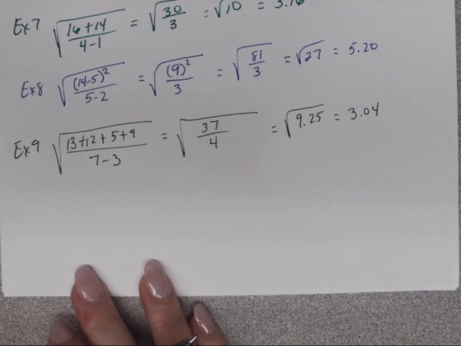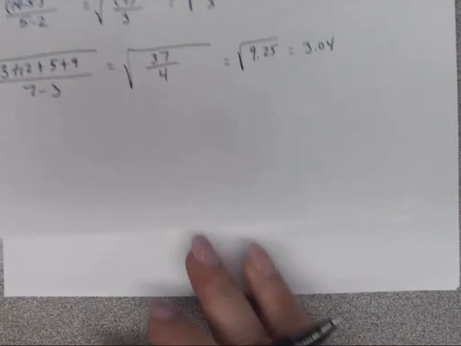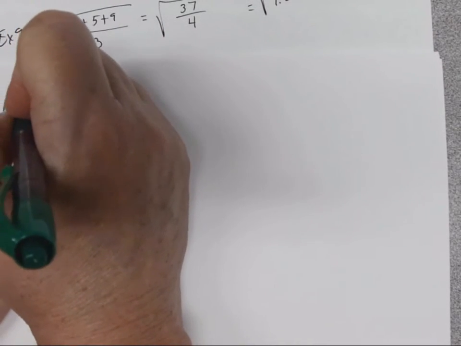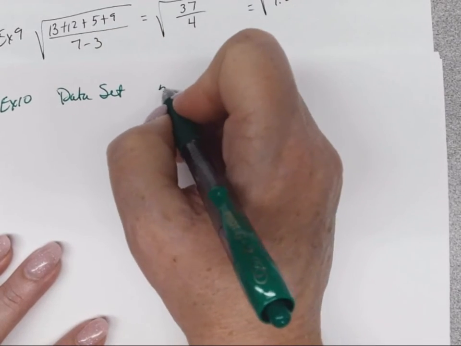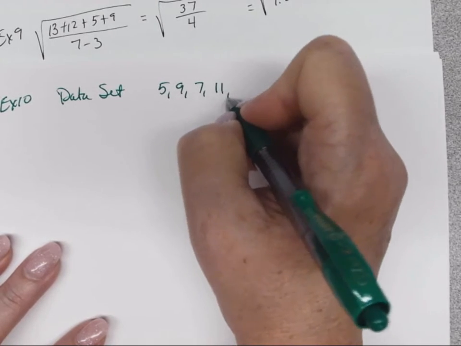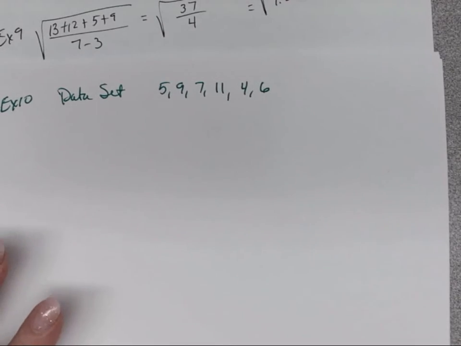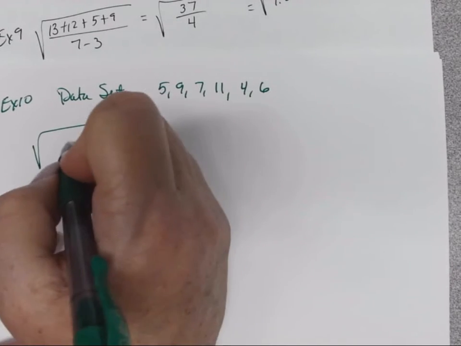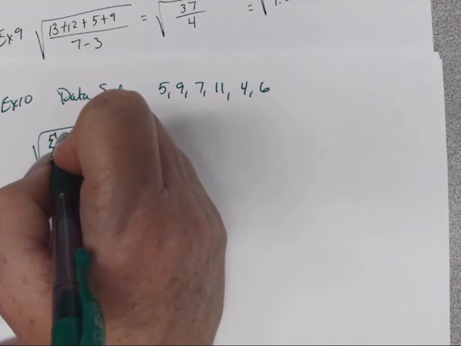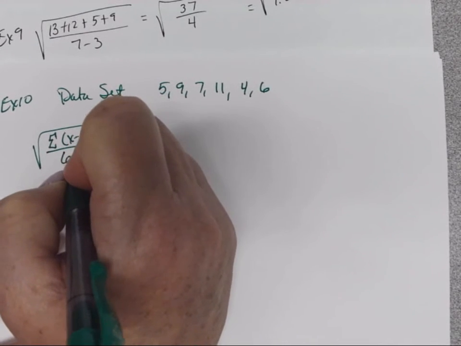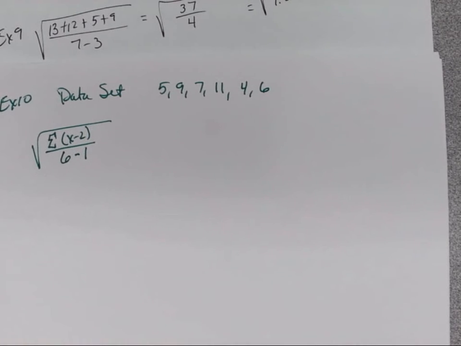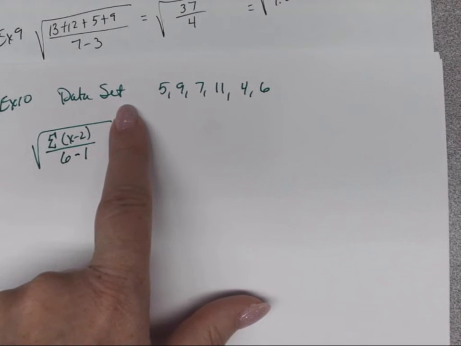All right, example 10 has a little bit more to it, so we're going to change to a new sheet of paper. So for example 10, we're given a data set. And we are given 5, 9, 7, 11, 4, and 6. So we're looking at the summation of x minus 2 underneath 6 minus 1.